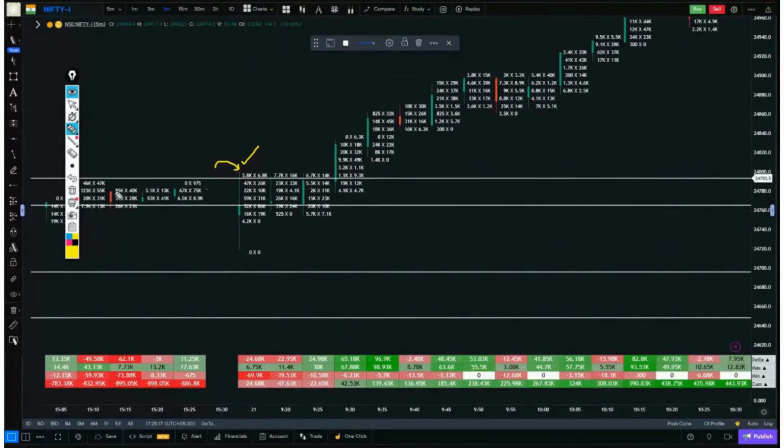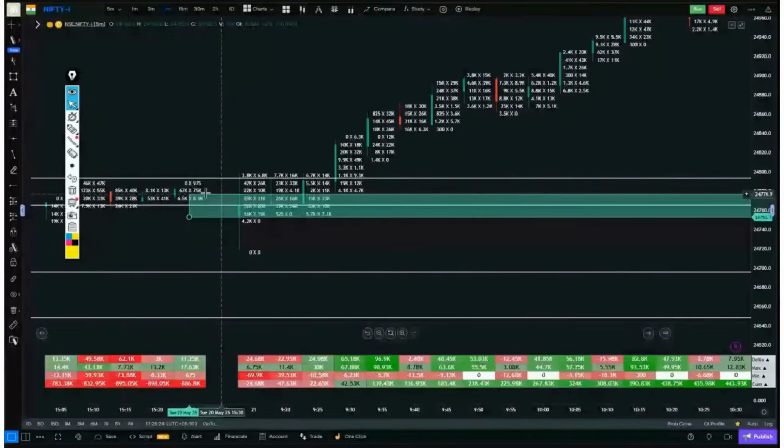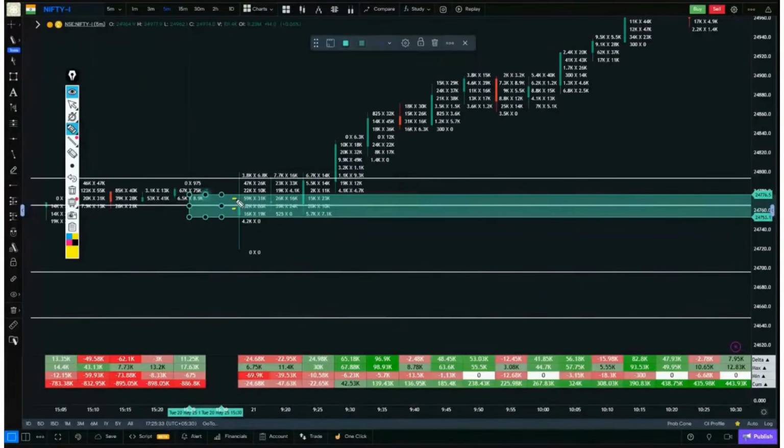So what will we do about the buyers? We'll jump to the seller's side and mark that zone, where the maximum selling has taken place. This is that zone. More or less, if we say, look here, selling of 50,000 and 60,000 has happened here the most. What happened in the next candle? The price broke upwards.